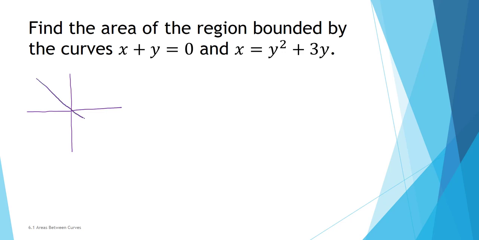X plus y equals 0 is this diagonal line, and x equals y squared plus 3y is a sideways parabola, something like this. Okay, now you'll notice that that graph isn't perfect, but it's good enough to get the idea. We can tell that the region we're looking to find is this region right here.